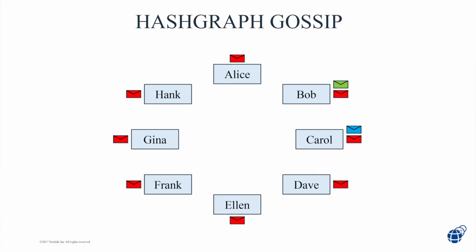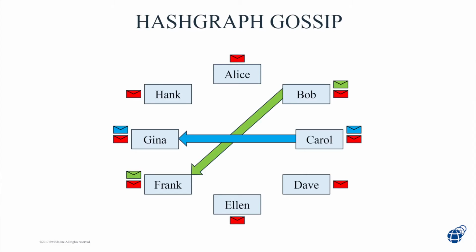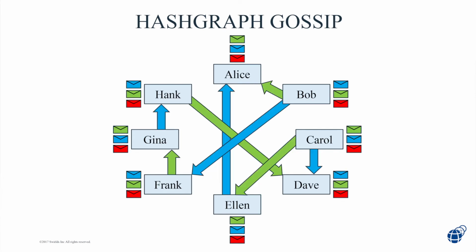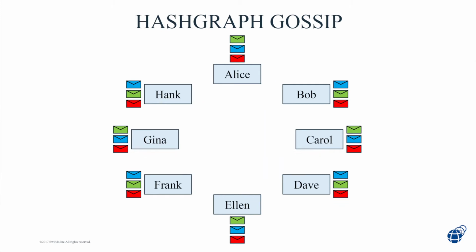What would be the fastest way to do it? Just do it. They both call someone at random and give them a message. And then they call someone at random and give them their message. And then they call someone at random and give them their message. And exponentially fast, everybody has both of them.